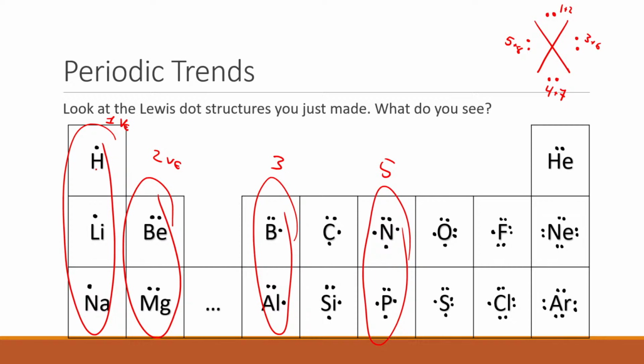Right, the first column has 1 valence electron. The second column has 2 valence electrons. Third here has 3 valence electrons. 5 valence electrons. 7 valence electrons. And we see that pattern as we look up and down.